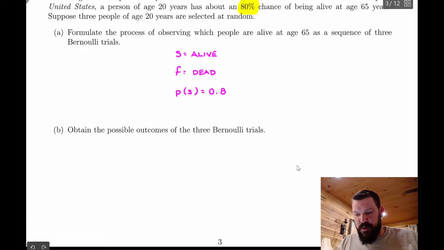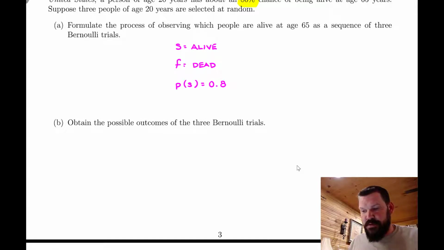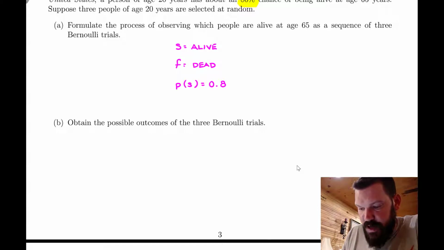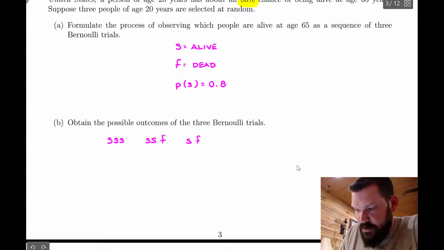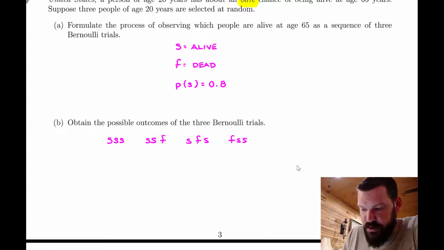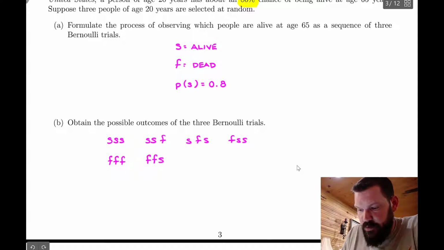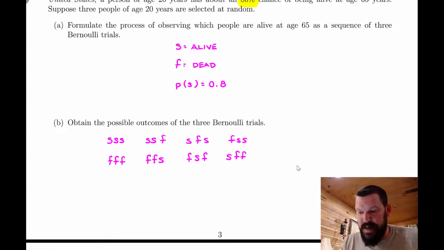The next part, for part B, obtain the possible outcomes of the 3 Bernoulli trials. So we're looking at 3 individuals at a time. The first thing that we have is that all 3 individuals are alive. Then we could have the instance where 2 of them are alive and 1 is dead. And we can repeat that for these 4 trials right here. Then we also have the next condition where we have 3 failures. Then we may have 1 person alive. Okay, and there are the 8 possible outcomes.